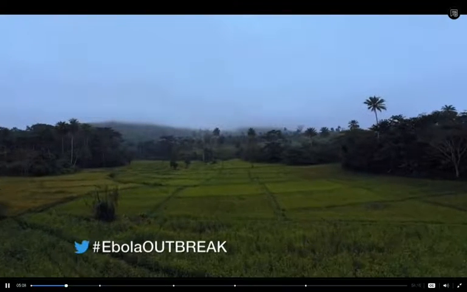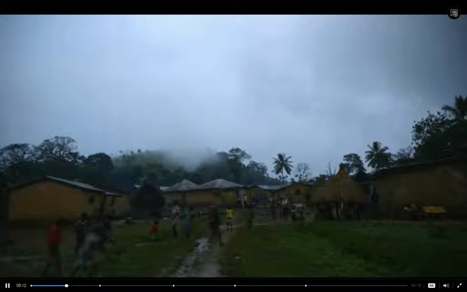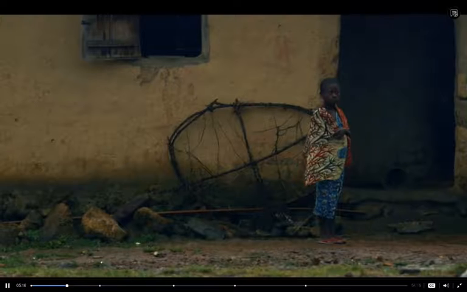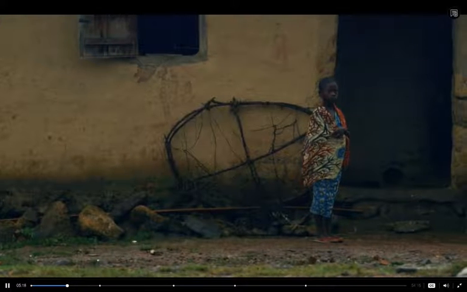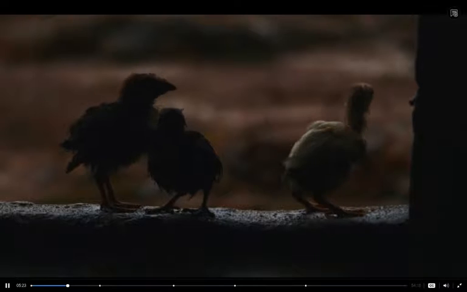Nobody knew what had killed one-year-old Emil Umaru. His sister died 9 days later. Then his mother fell ill. She was 7 months pregnant.